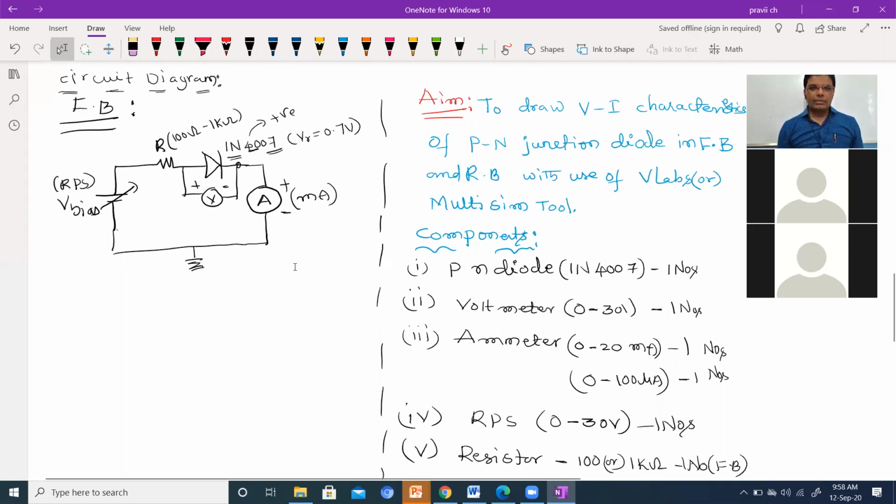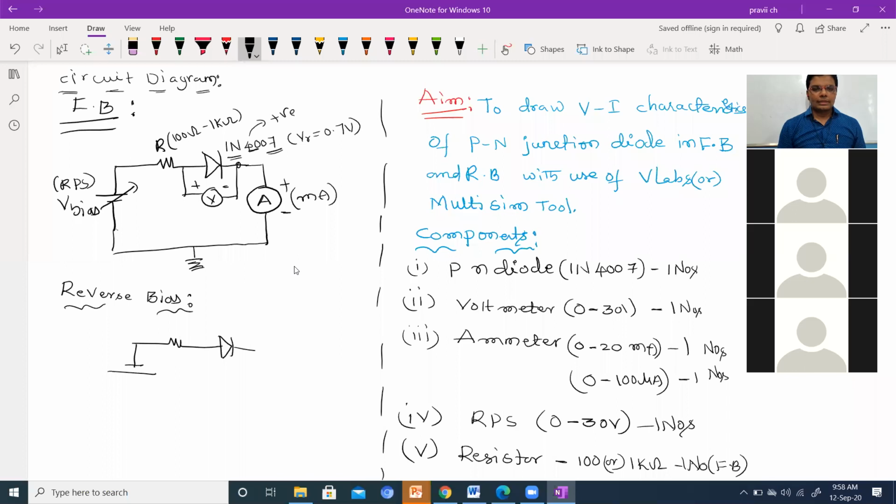So let us draw the reverse bias circuit also. Reverse bias: the negative terminal of the battery we connect to the diode. Here the ammeter is in the microamperes range. The diode is the same and the voltmeter also has the same range.